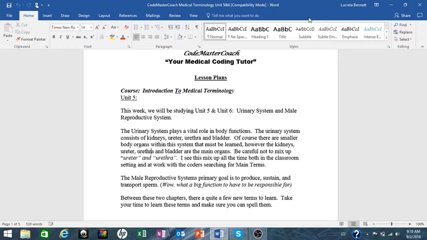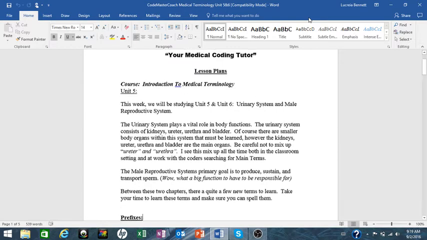Be careful not to mix up ureter and urethra. I see this mix up all the time, both in the classroom setting and at work with coders searching for main terms. The male reproductive system's primary goal is to produce, sustain, and transport sperm. Wow, what a big function to have to be responsible for, right? So between these two chapters, there are quite a few new terms to learn. So take your time to learn these terms and make sure you can spell them.